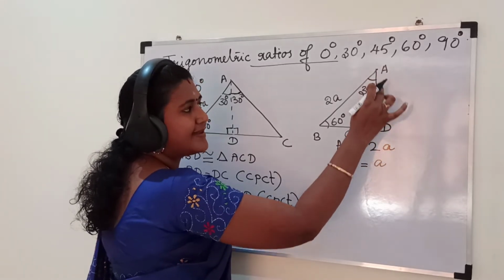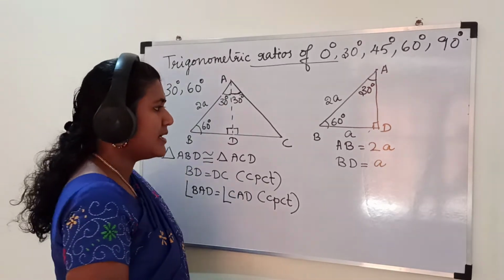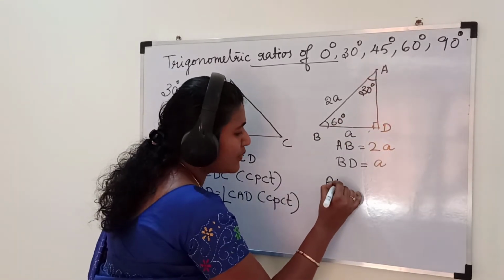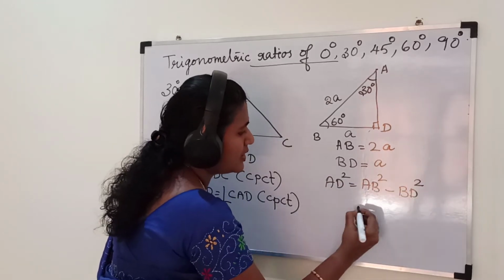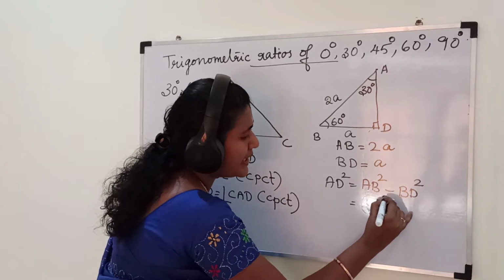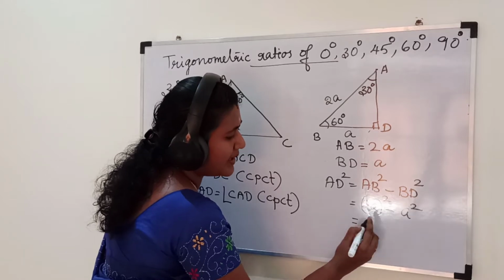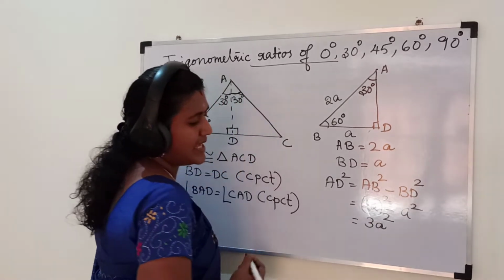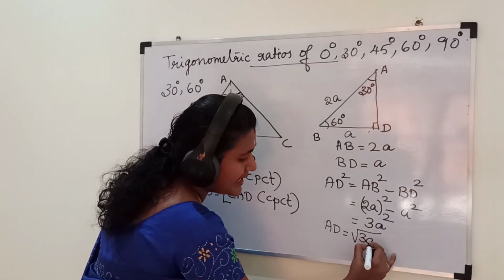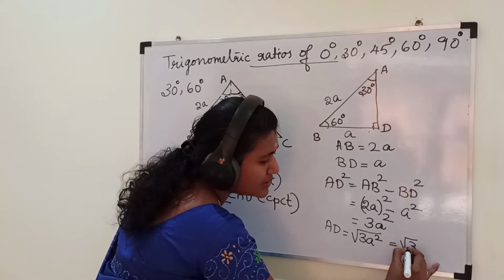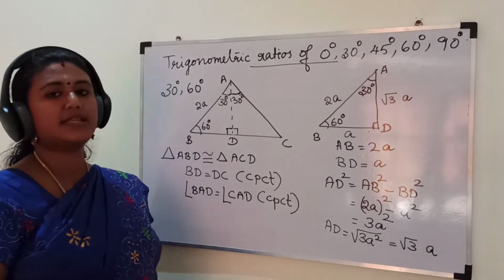Now we have to find the third side AD, which we can find using Pythagoras theorem. So AD square is equal to AB square minus BD square. AB is 2A, so (2A) square minus BD, which is A square, that is 4A square minus A square, equal to 3A square. So AD is root 3A square, which is equal to root 3A. So we got the third side AD as root 3A.